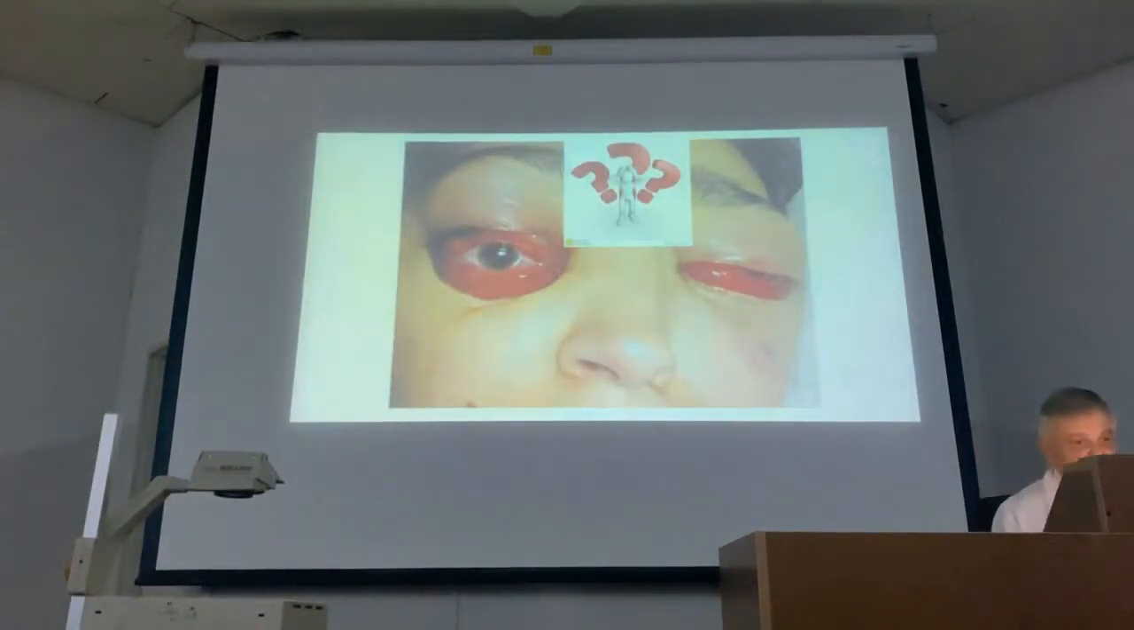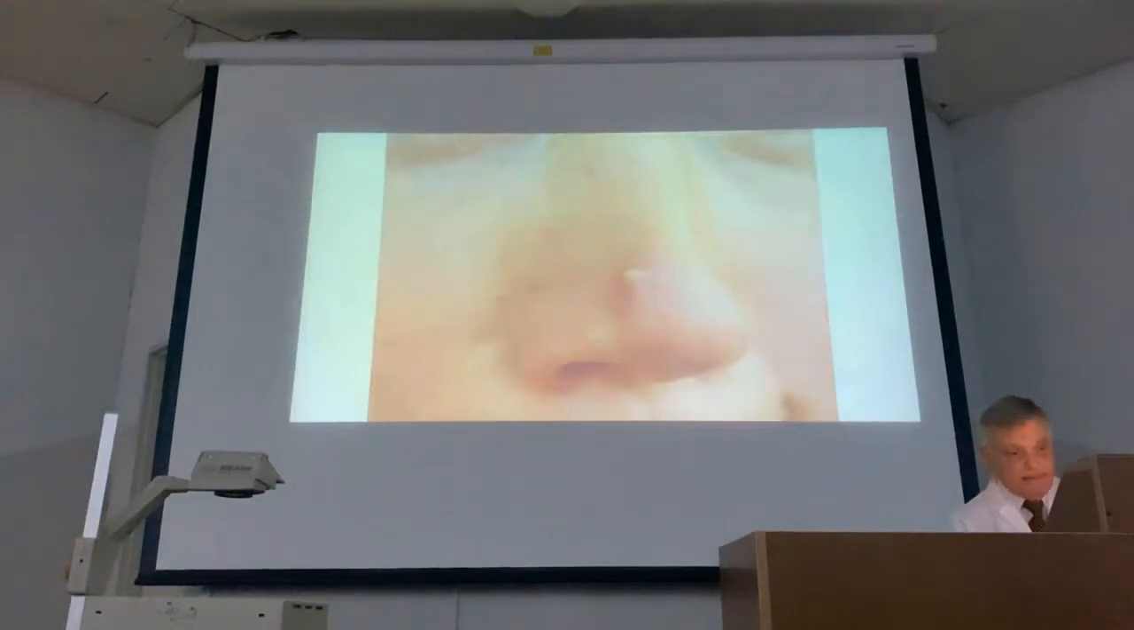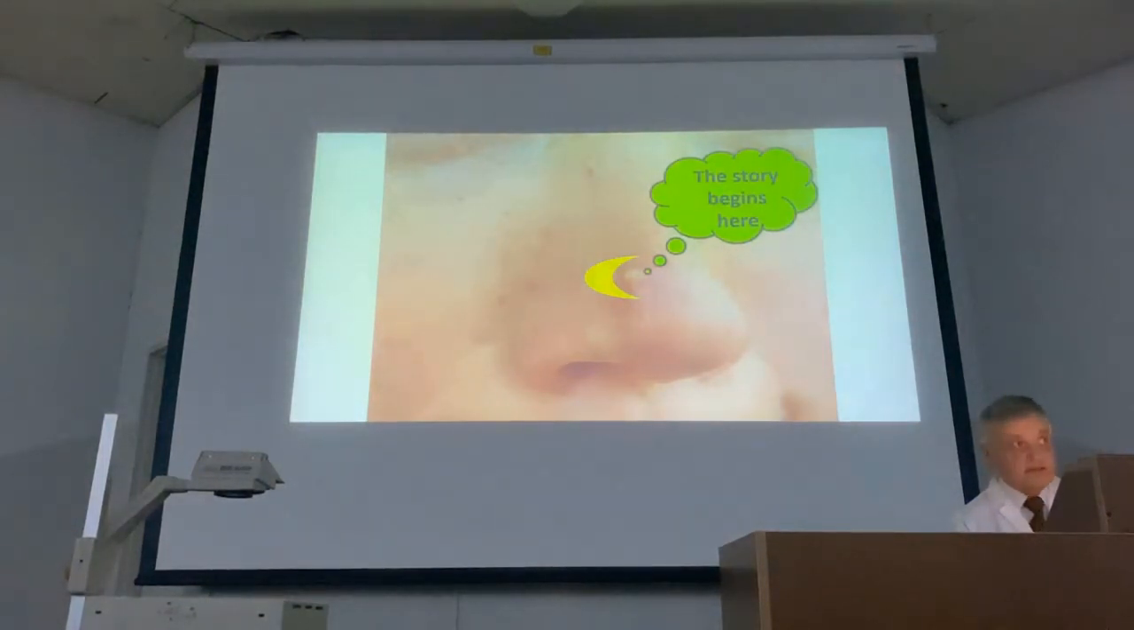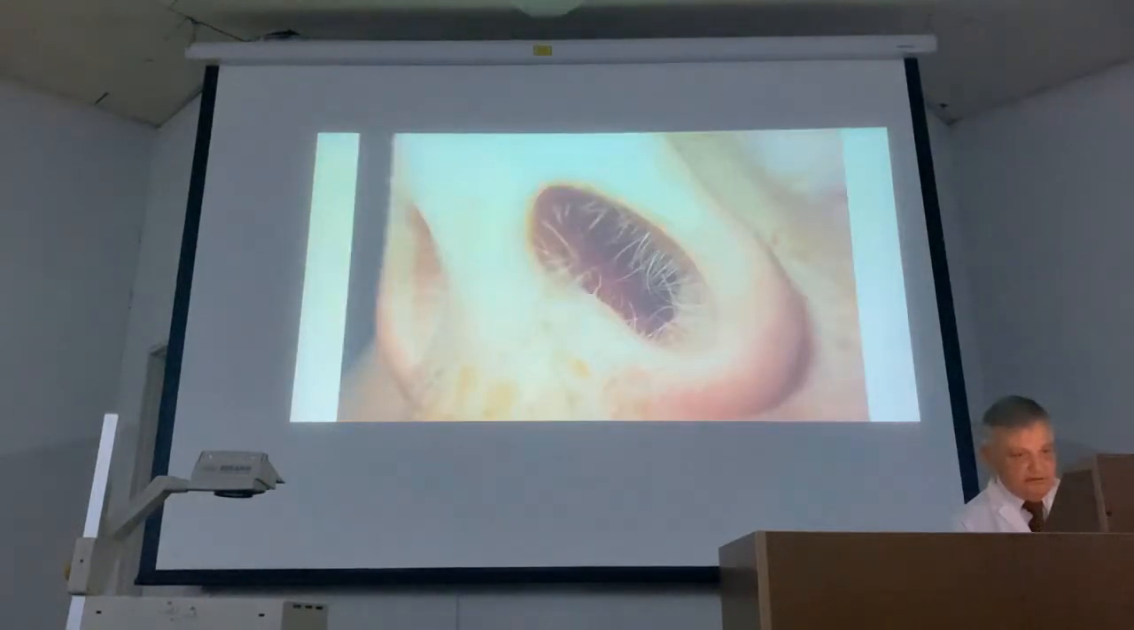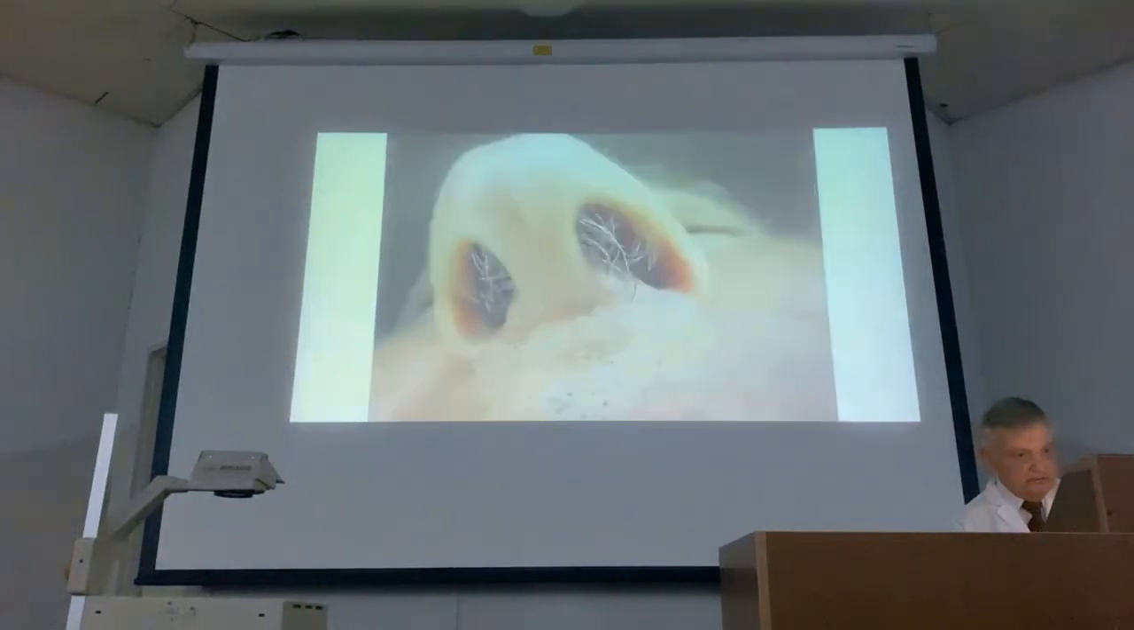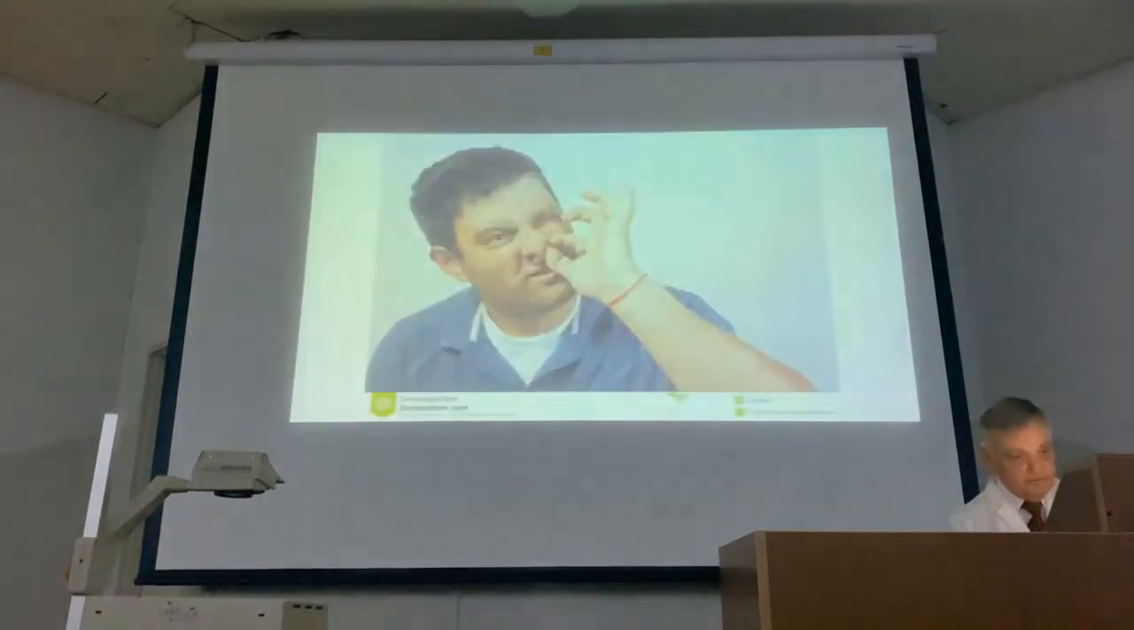Now, what is this? This is severe venous congestion of both eyes and eyelids. Now, why is that? The story of this patient starts here. A boil on the nose, or picking a hair from the nose. People do that. Don't play with these hair follicles because they are a route of entry of bacteria.